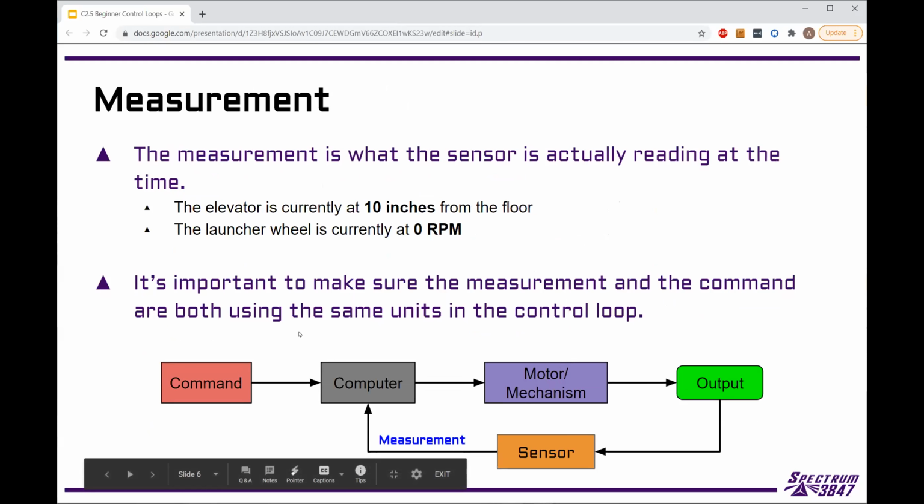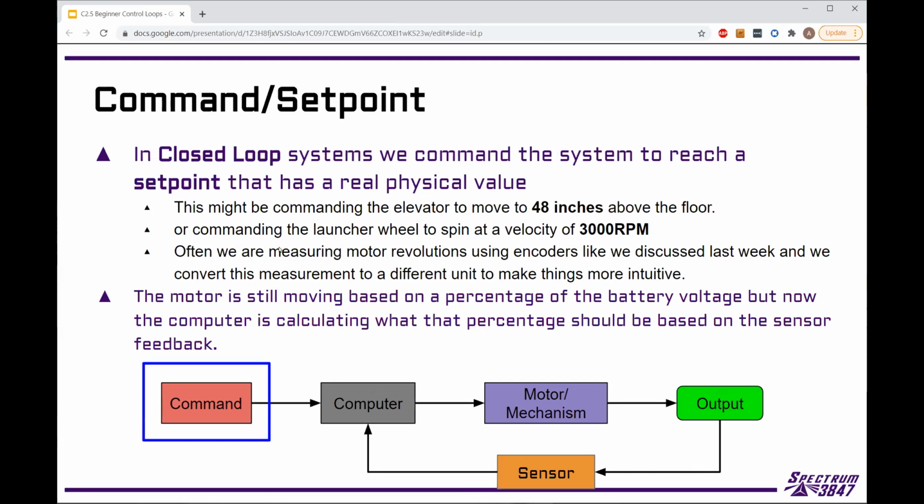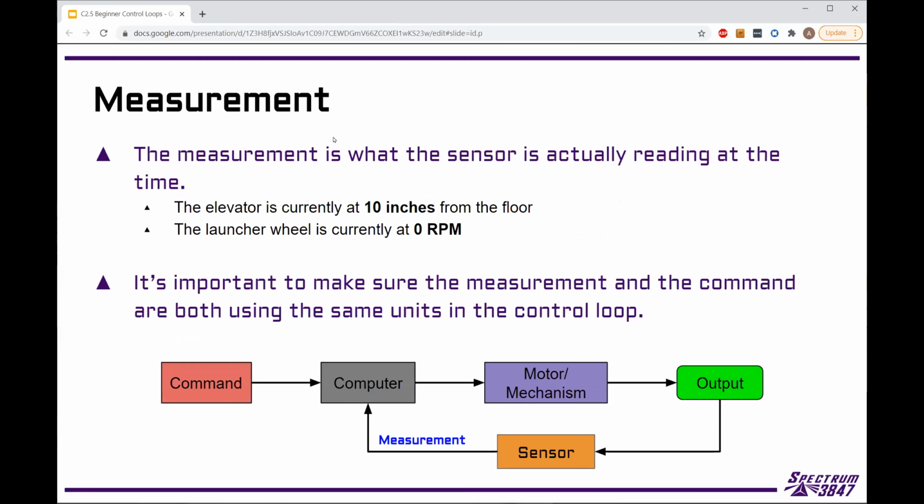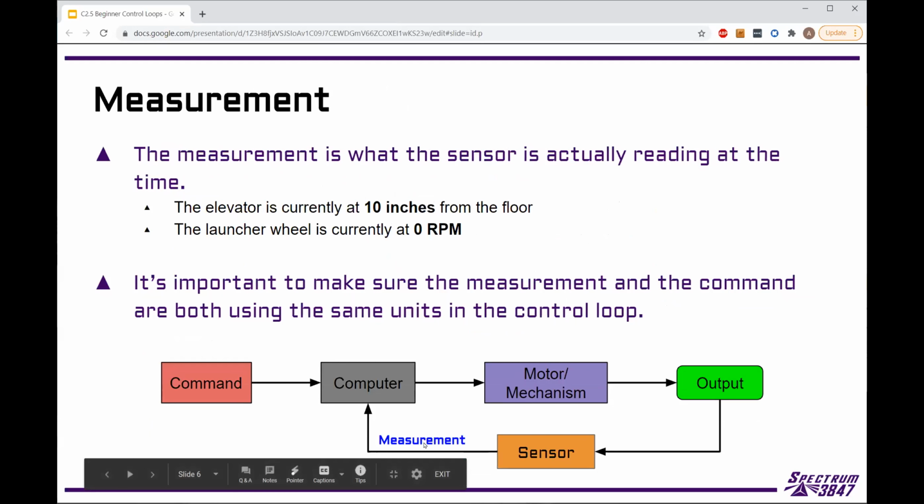Okay, so the number that we tell them that we're commanding the system to go to is called the command or set point. And then the number coming back from the sensor is called the measurement. So this is the number that we're getting from the output. We have an encoder somewhere on the motor or on the output shaft, and it's telling us how far we've traveled, either in number of rotations that we can convert to something like inches, or it's telling us how fast we're spinning in RPM.